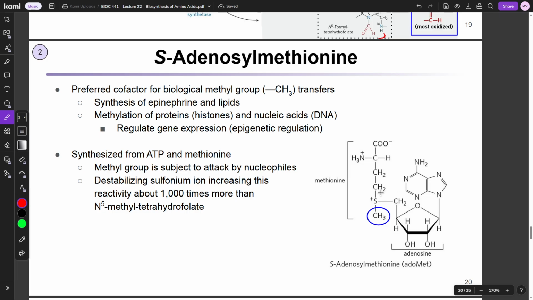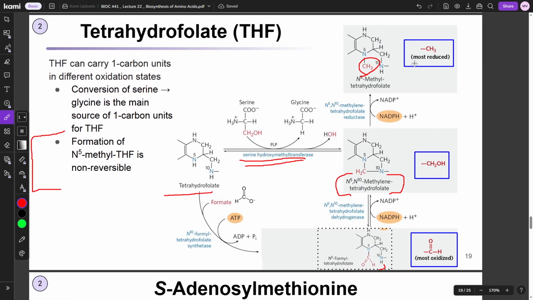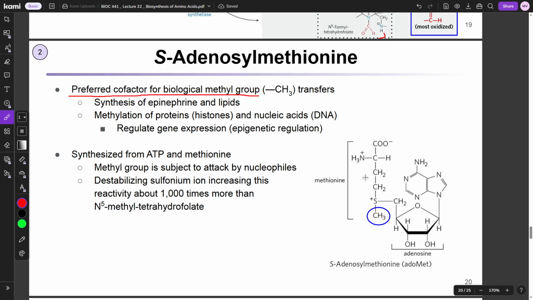So now we talk about SAM, which is S-adenosylmethionine, and it is the preferred cofactor for biological methyl group transfers. We talked about THF, but the one that actually does the transferring of these methyl groups is SAM. So this is very important for the synthesis of epinephrine and lipids. It's very important for methylation, and also for DNA methylation specifically, so histone methylation and DNA methylation, I believe.